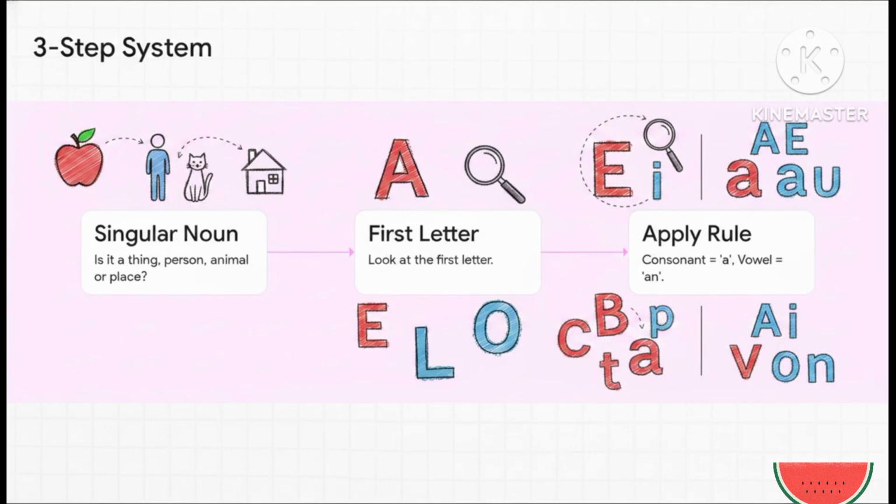So, mastering this doesn't require overthinking it at all. It just requires a really quick mental checklist whenever you're unsure. Number 1, is the word you're looking at a singular noun? Basically, is it one single thing, person, animal, or place? Number 2, look right at the first letter of that noun. And number 3, apply the phonetic binary. Consonant gets a, vowel gets an. It is a completely foolproof 3-step system for perfect grammar and effortless communication.